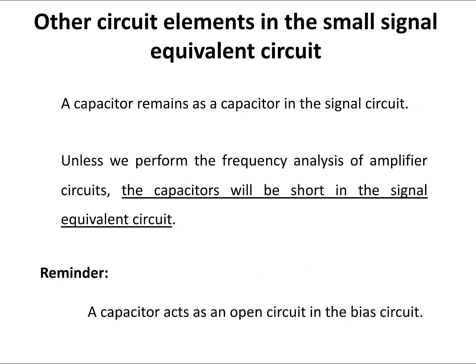A capacitor is going to remain as a capacitor in the signal circuit, and unless we perform frequency analysis of the amplifier circuits, the capacitors are going to be short in the signal equivalent circuit. In other words, we're going to assume that the capacitance of these capacitors is large enough such that when we are developing the signal equivalent circuit, we can replace them with a short circuit. In this course, we are always going to replace the capacitors with a short circuit when we are drawing the signal equivalent circuit. And as a reminder, a capacitor acts as an open circuit in the bias circuit because capacitors do not let the DC current or voltage go through them.